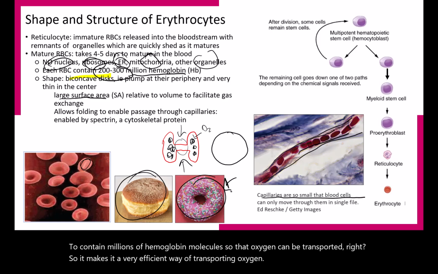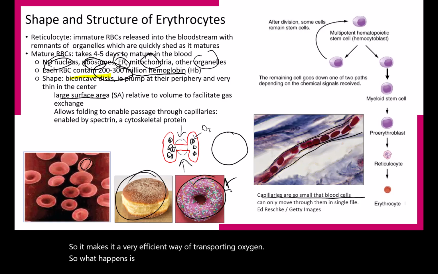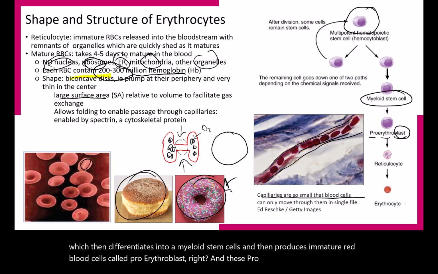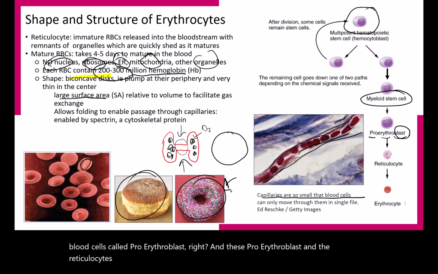So what happens is that when you look over here, this is the multipotent stem cell, which then differentiates into a myeloid stem cell and then produces immature red blood cells called proerythroblasts, right? And these proerythroblasts and the reticulocytes are developed in the bone marrow. And what happens is that this reticulocyte is released as an immature red blood cell into the bloodstream.